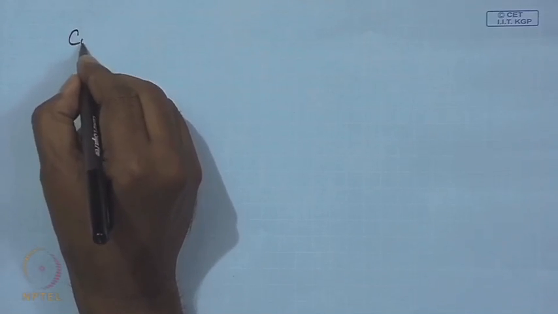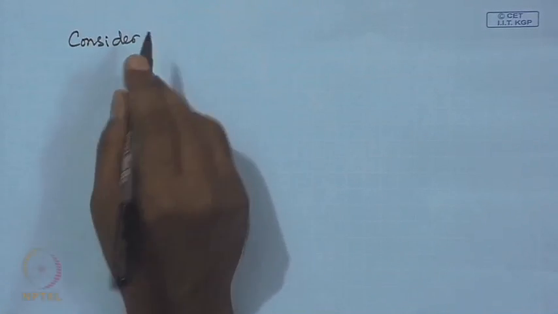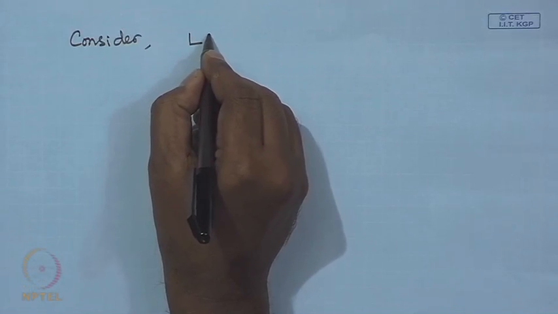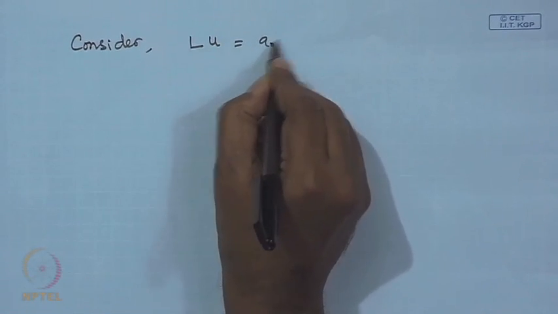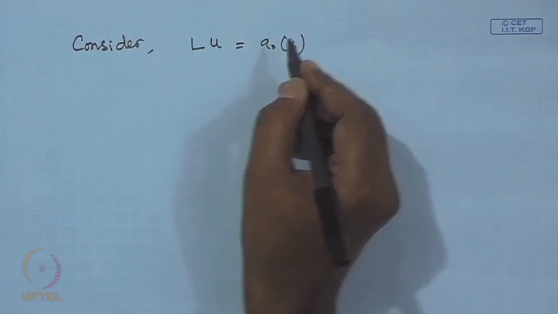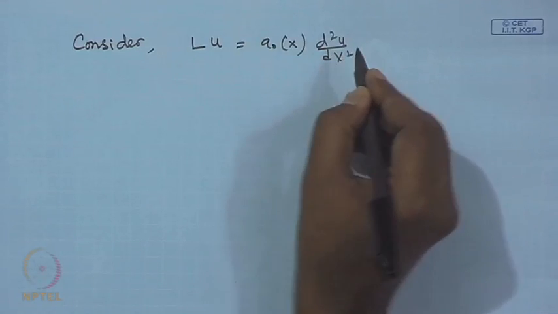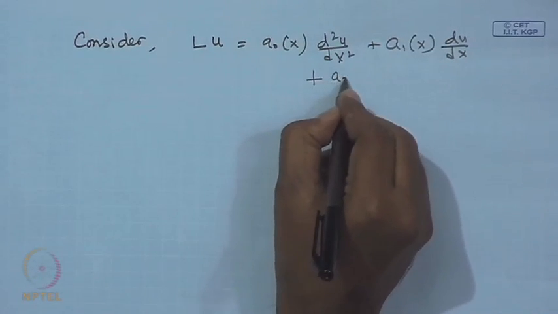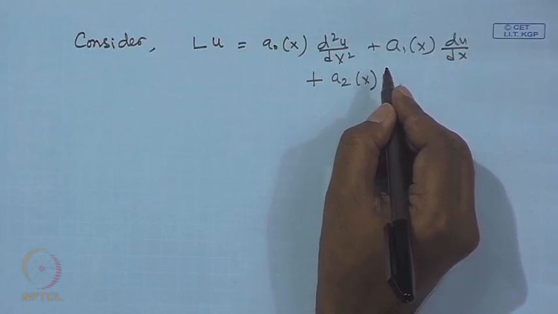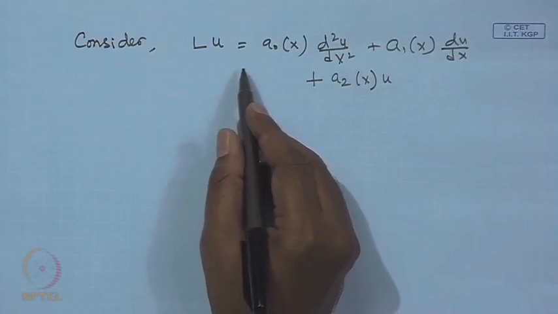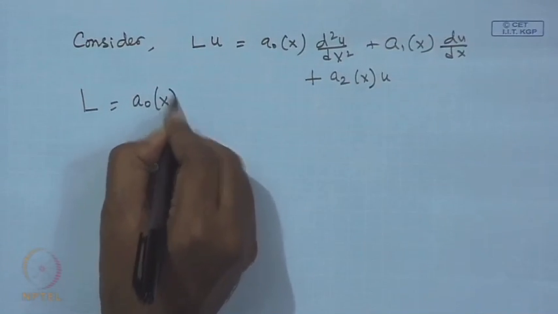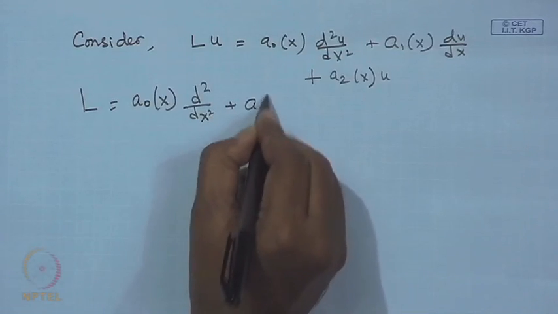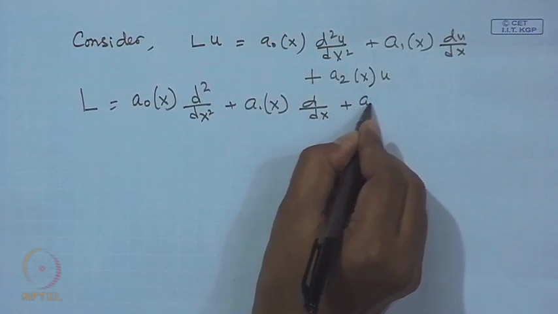Let us start the formulation of the standard eigenvalue problem, or Sturm-Liouville problem. For that, we consider the operator L. L u is equal to a 0(x) d square u by d x square plus a 1(x) d u by d x plus a 2(x) u. Suppose we consider a function like this, where the operator L is nothing but a 0(x) d square by d x square plus a 1(x) d by d x plus a 2(x).